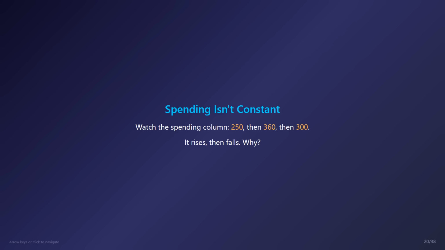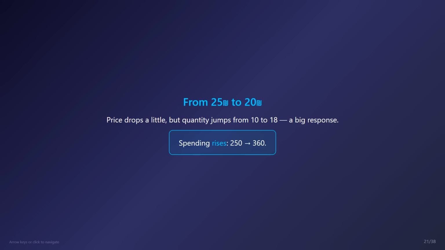As the price falls, spending first rises and then falls. It is not constant. Why does it move like that? Go from 25 shekels to 20. The price drops only a little, but the quantity jumps from 10 packs all the way to 18, a big response. So total spending rises from 250 to 360.